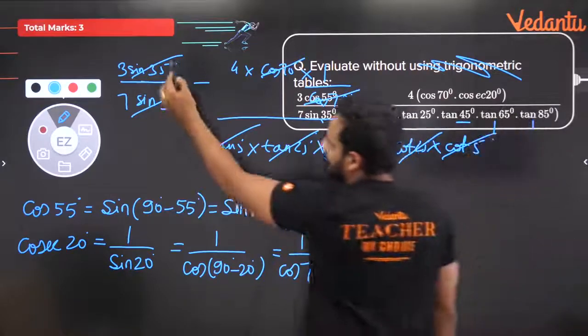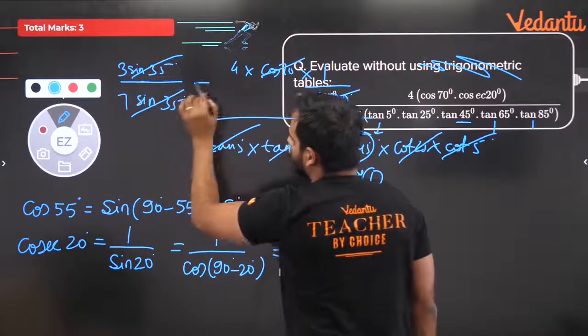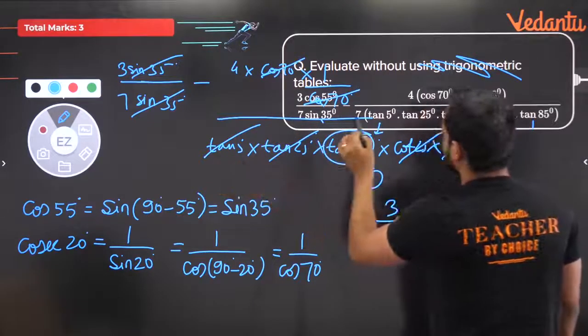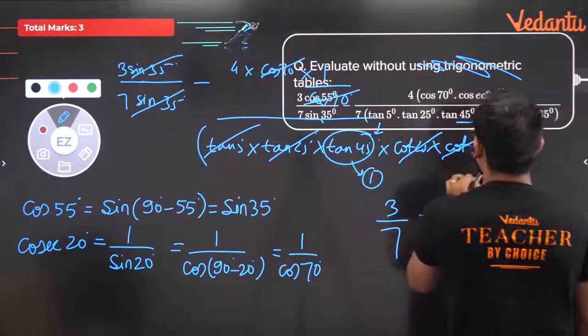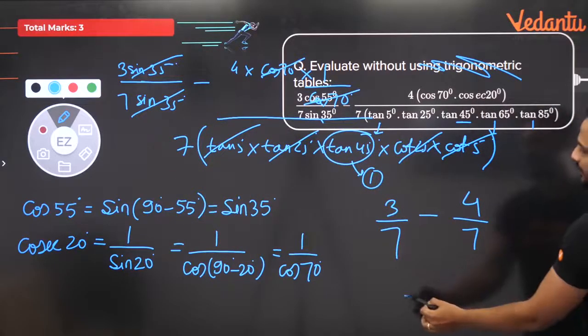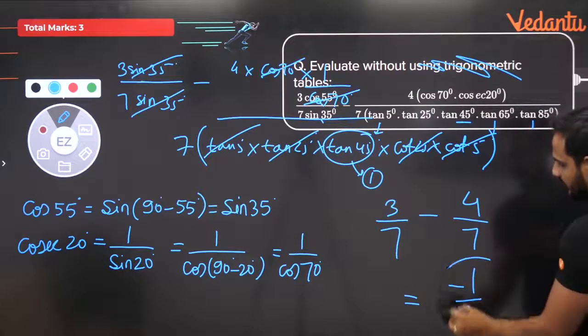Look, what will it become there? sin and sin got cancelled, it is 3 by 7 minus 4 upon what is here. Is there anything else? Look, here there is a 7 and outside there is 1 7. So minus 4 by 7. So 3 by 7 minus 4 by 7 is equal to 1 by 7.